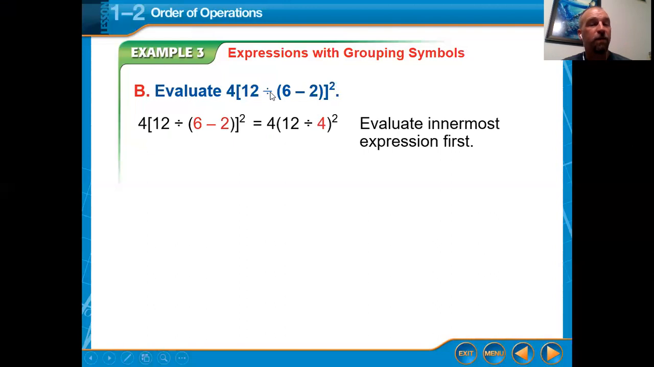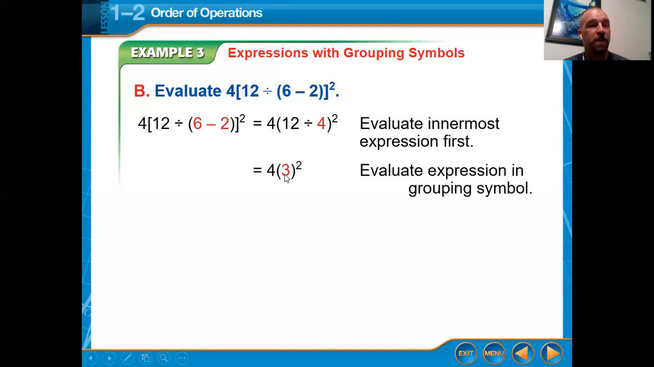And now I have 12 divided by 4 inside the brackets. I'm still inside of a grouping symbol. 12 divided by 4 is 3. Notice the red is changing every time. And now I have 4 times, remember it's a multiplication, 3 to the power of 2. I have to do the power of 2 first because an exponent comes before multiplication. And the only thing that gets the power of 2 or the square is the 3 inside the grouping symbol. So 3 to the second power, or 3 squared, is 9. And then 4 times 9, my final answer is 36. Okay?